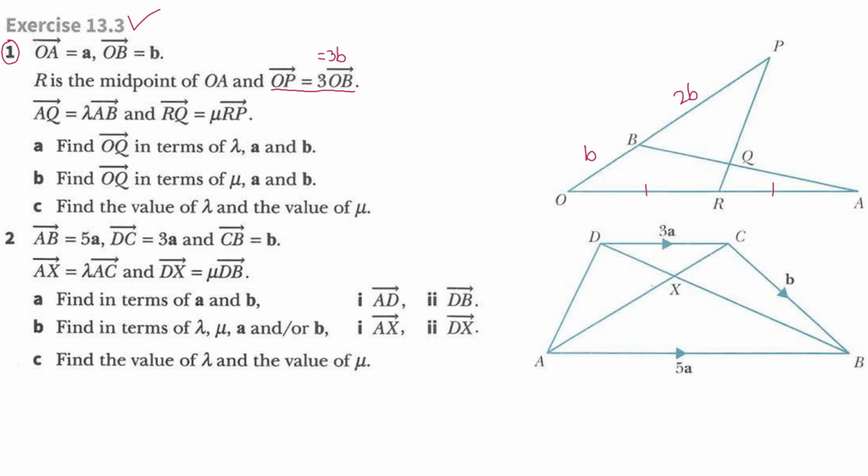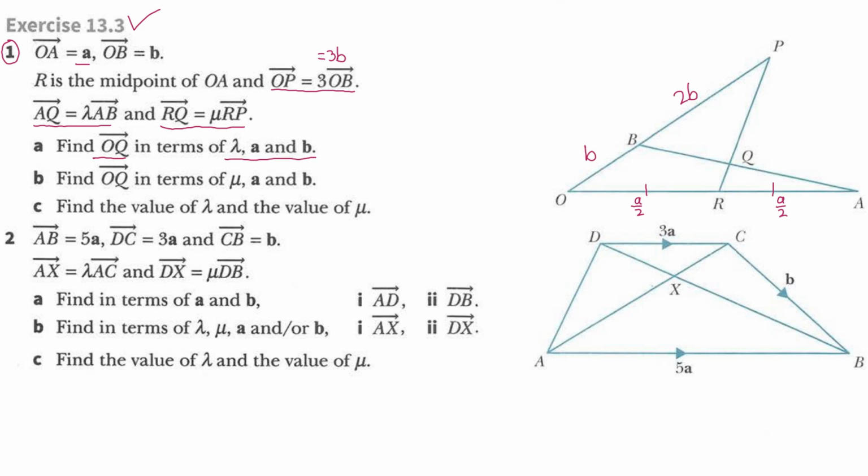It's definitely helpful to draw the diagram to solve the question. OA equals A is given, and R is the midpoint, so OR is half of OA, A by 2, and RA is also A by 2. That's the total information provided as vectors. Another thing written there: AQ equals lambda AB, a constant lambda, and RQ equals mu RP. That is the total information provided.